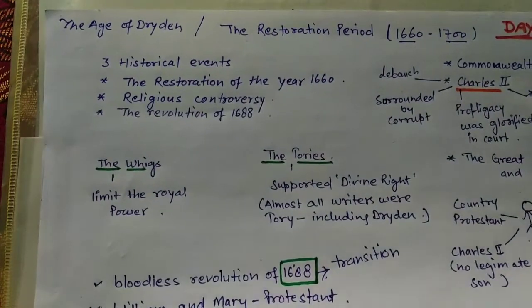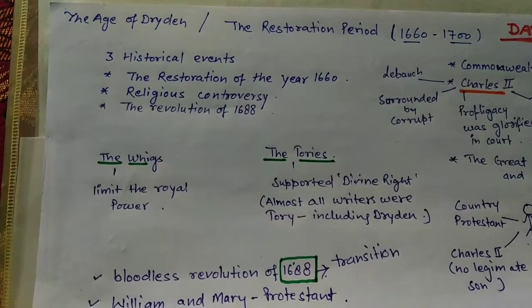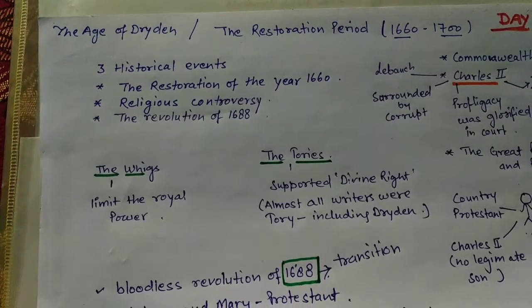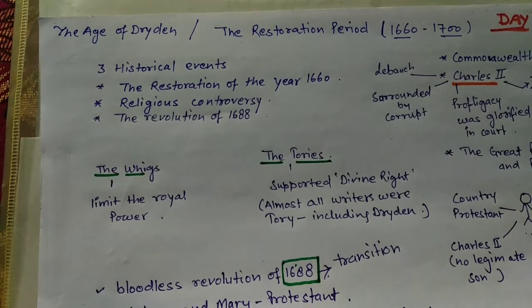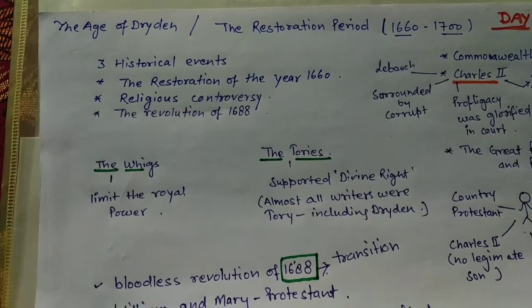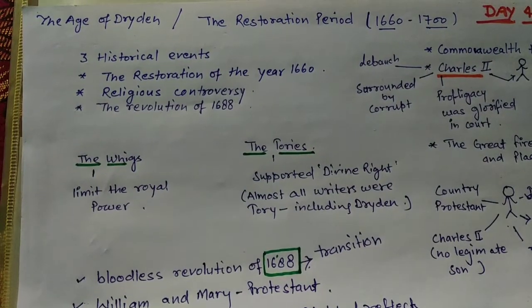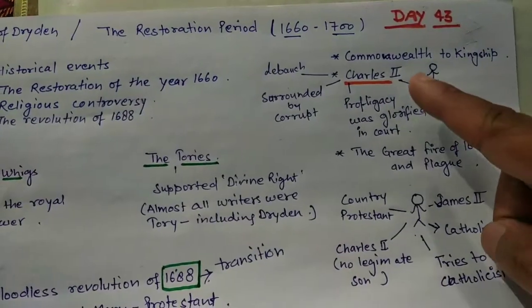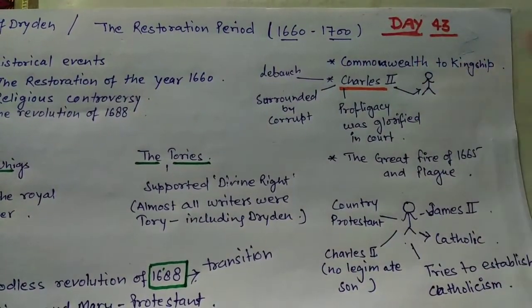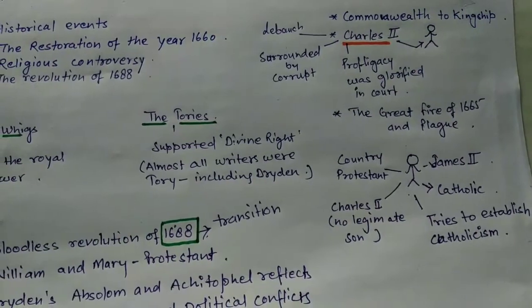Now let's start today's video and the discussion. If we are talking about the restoration period, so first of all the question comes in mind, then what is the restoration? Ki restoration hota kya hai? So it was, you know, the restoration of Charles II from Commonwealth. Okay, so the restoration was from Commonwealth to kingship.